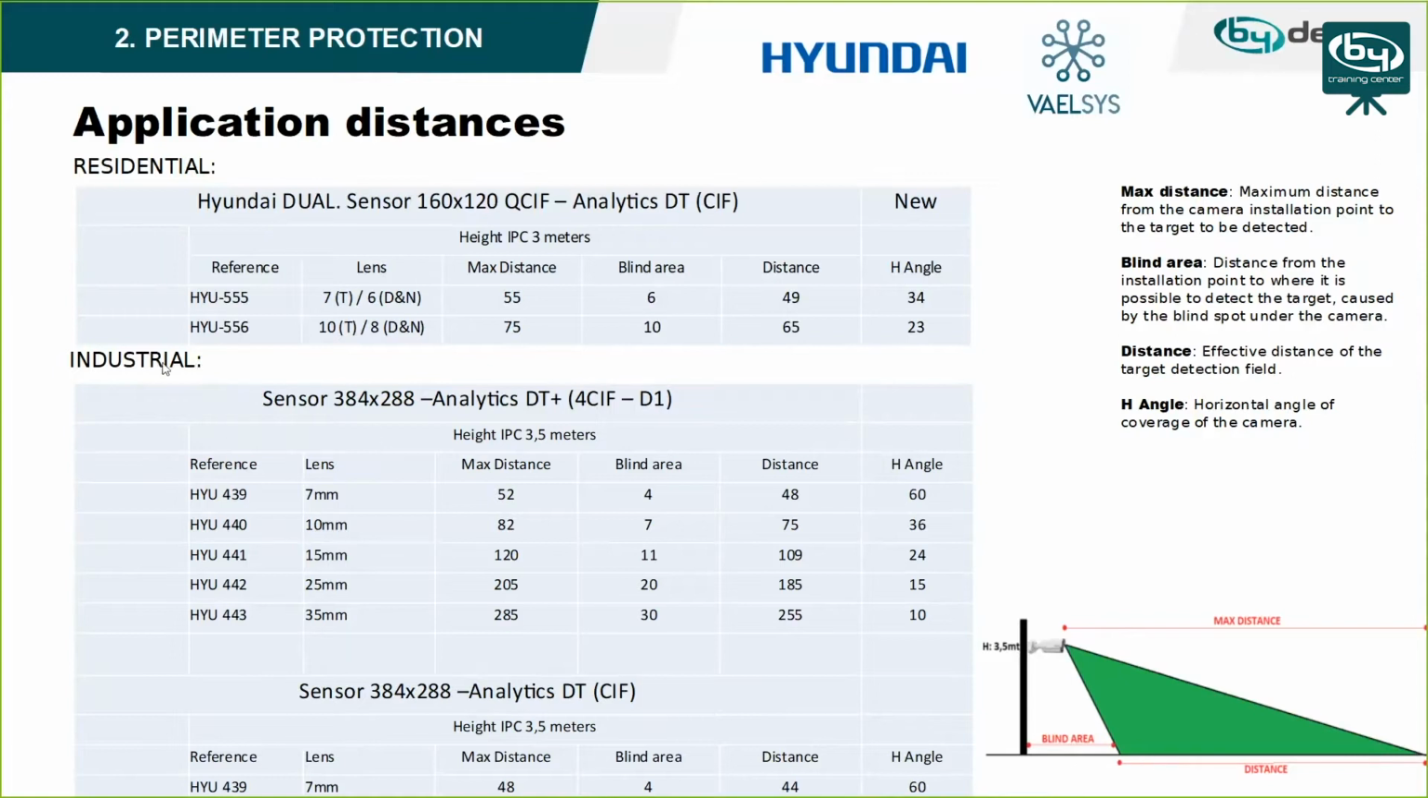Also, for industrial applications, you can see with certain models that offer certain lenses, you can see the maximum distances and the effective distances under specific angles. And in the end, you can see also what the blind area would be. So these metrics are done for these specific devices.